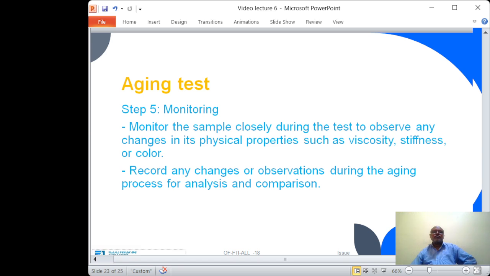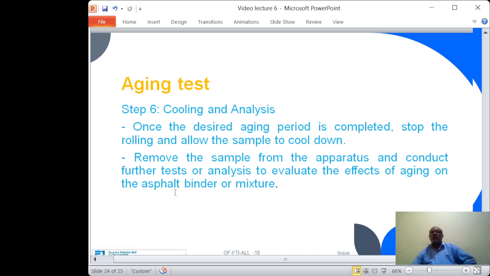Step 5. Monitoring. Monitor the sample closely during the test to observe any change in the physical properties such as viscosity, stiffness, and color. Record any changes or observations during the aging process for analysis and comparison.